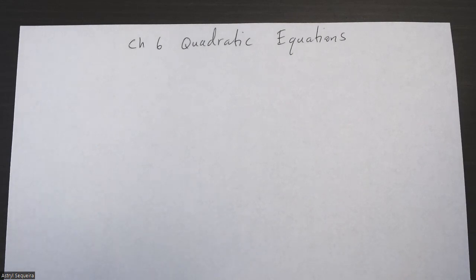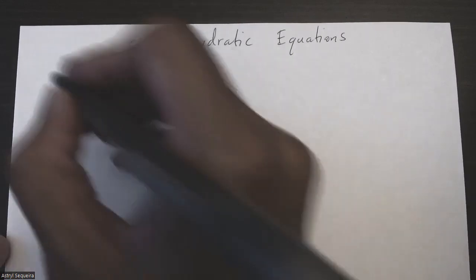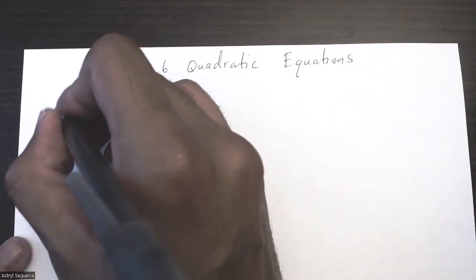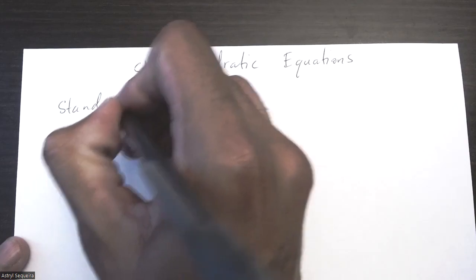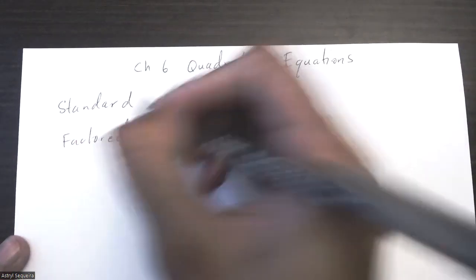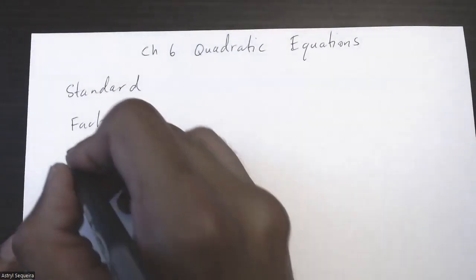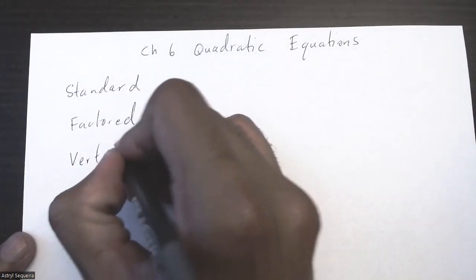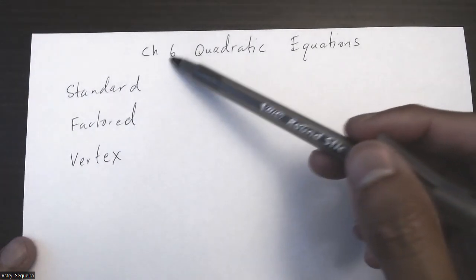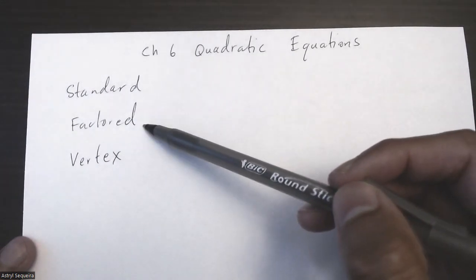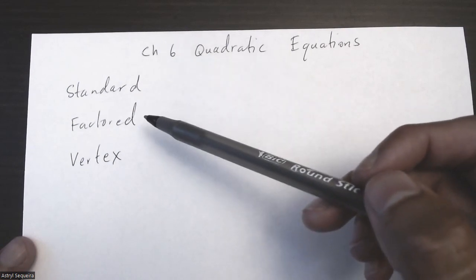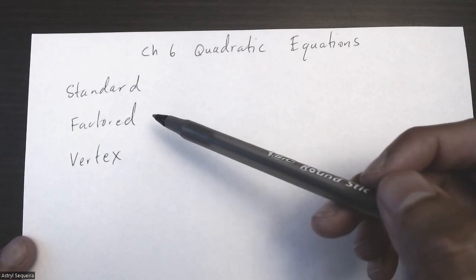So let's get started. So the first thing I want to mention is that for quadratic equations, we have three forms. We have standard, we have factored, and we have vertex form. Now, we've definitely done a lot of factoring in the chapter 5 review. So if you don't know how to factor, make sure you watch that video first before this, because I won't be explaining factoring. I'll just be doing the questions really quick here.